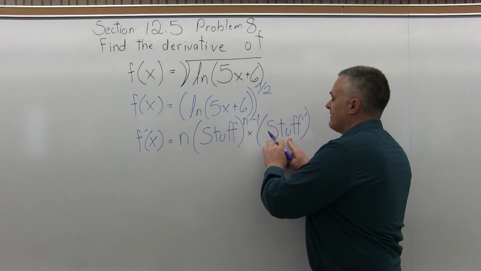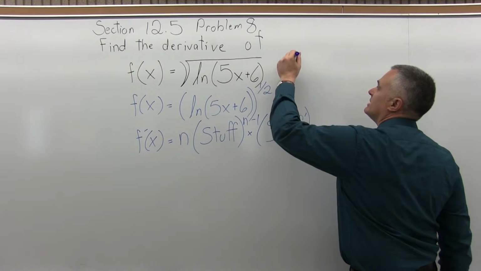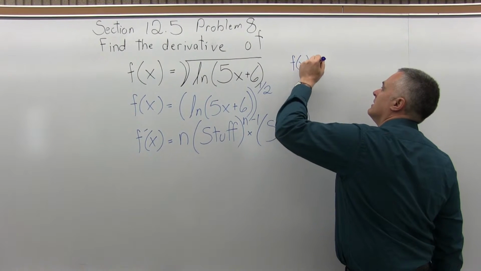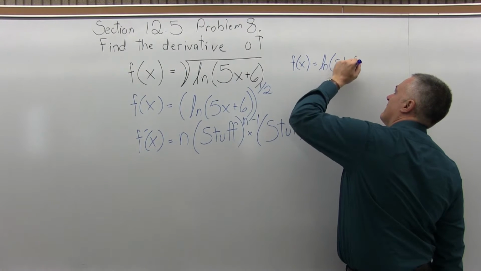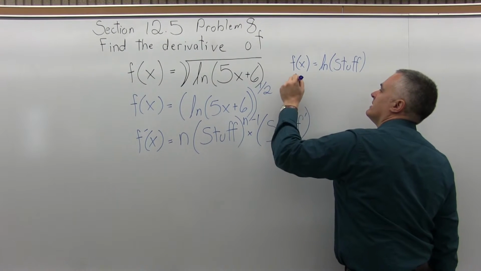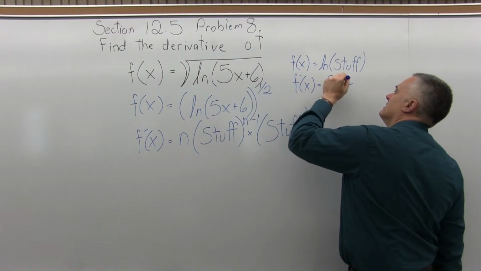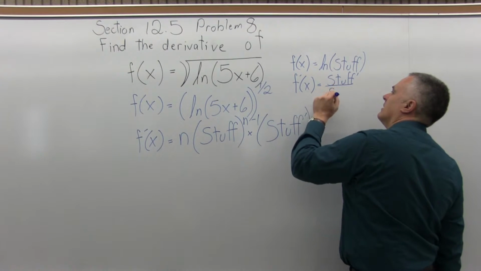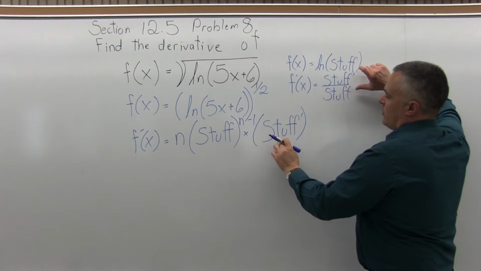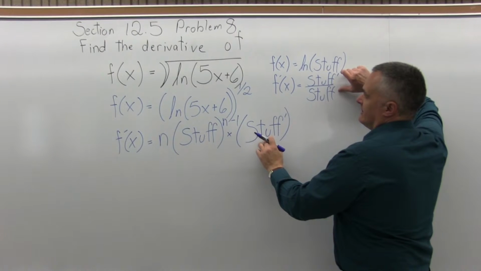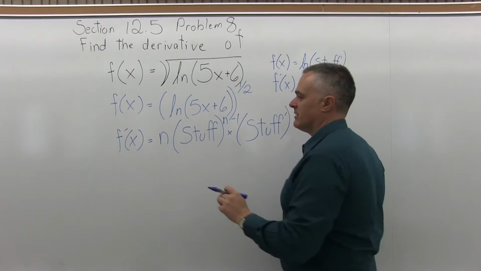The part at the end of my chain rule, the stuff prime, I'm going to need to remember that when my function is natural log of some stuff, that the derivative of something like that, f prime, is stuff prime over stuff. That formula is what I'm going to need in the end for the stuff prime when I do the chain rule. So let's start doing it.